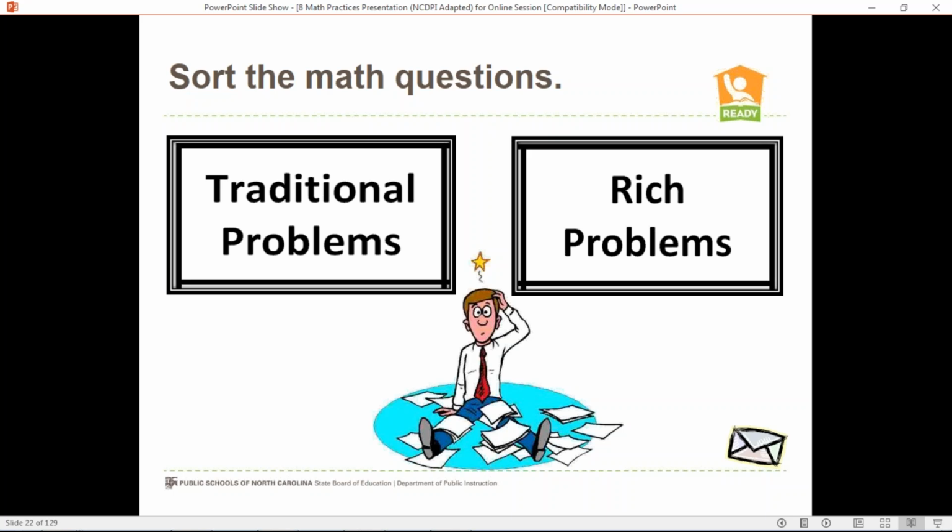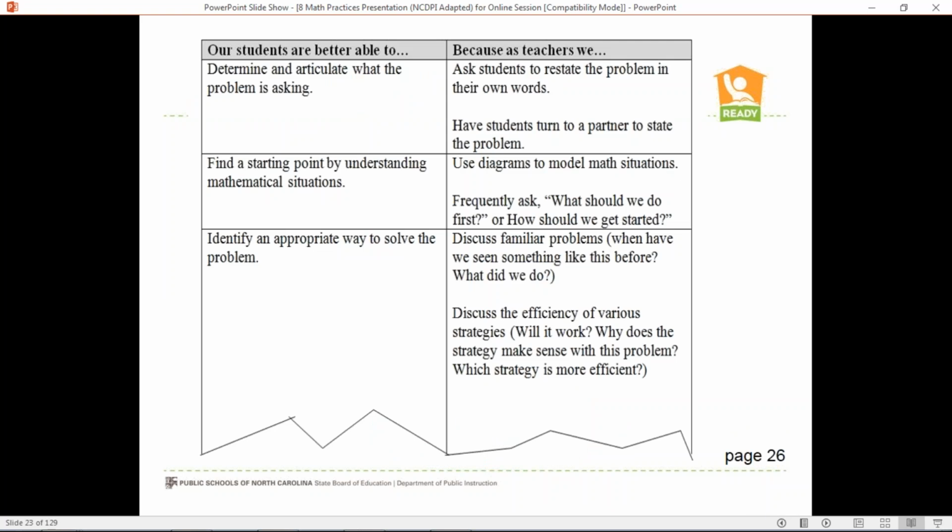So we have some questions here. We have some tasks, I guess. And we could sort some of them into traditional problems. We could sort some of them into rich problems. And we can think about all the different tasks that we use that we may or may not sort. We're not going to obviously be able to shuffle paper around to one another, so I won't give you all those tasks here right now.